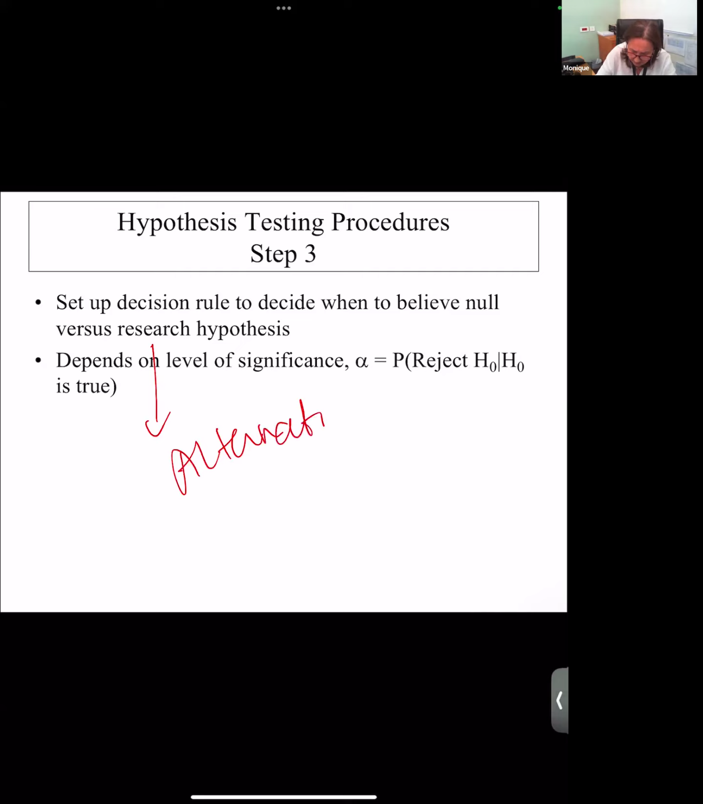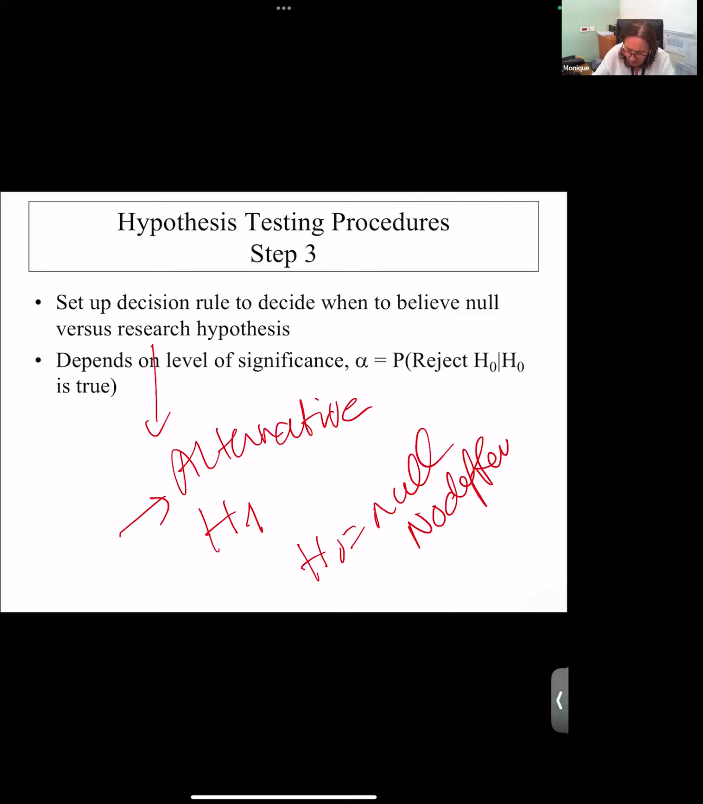Alternative. Okay. This is the H1. So H0 is null, no difference. Okay, so on which basis?